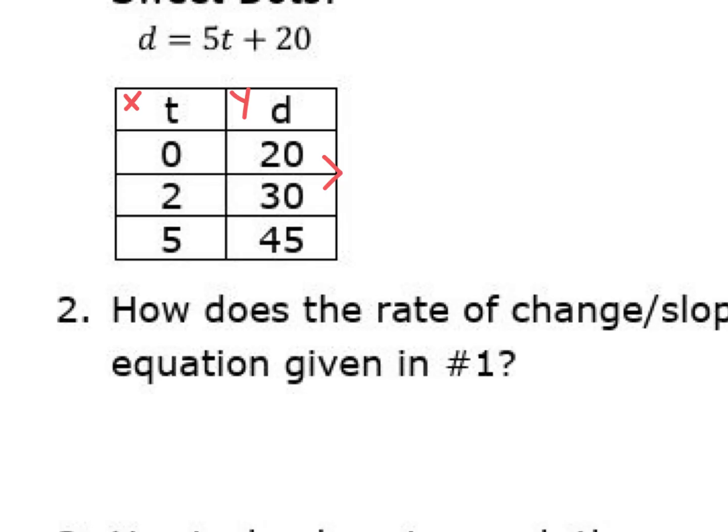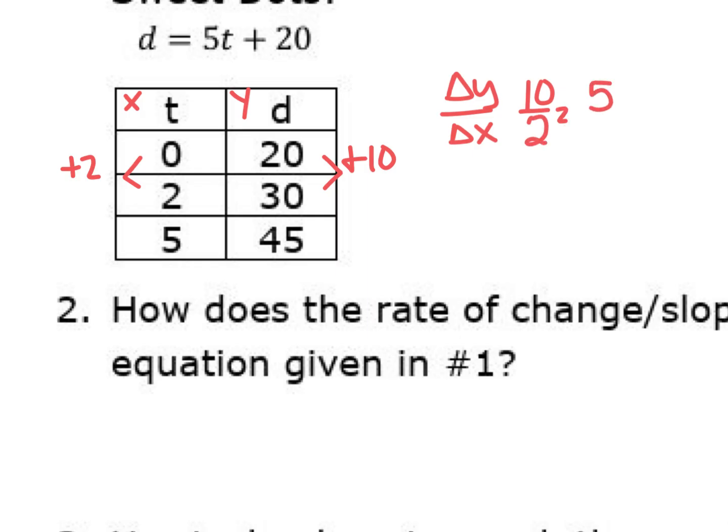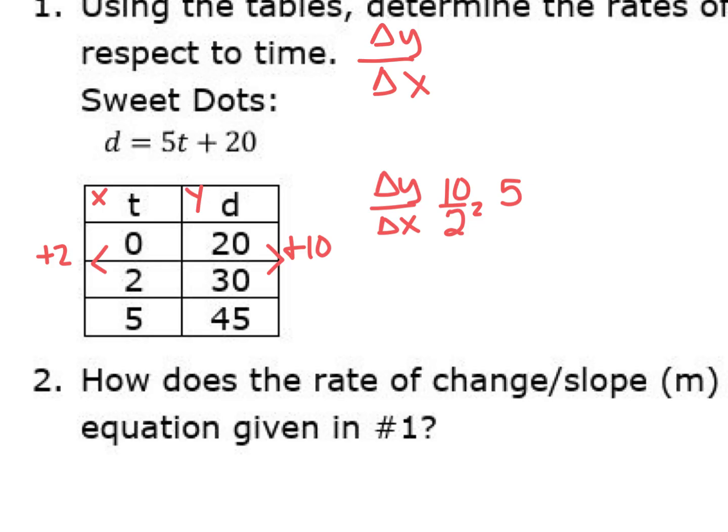20 to 30. Very nice. Plus 10. And how are our x's changing, or our time in seconds? Plus 2. So remember, change in y over change in x. Is it 2 over 10 or 10 over 2? 10 over 2 is 5. And remember, we talked about using labels. Our y is distance, in feet, and time, t, is seconds. So that candy goes 5 feet down the conveyor belt every 1 second.